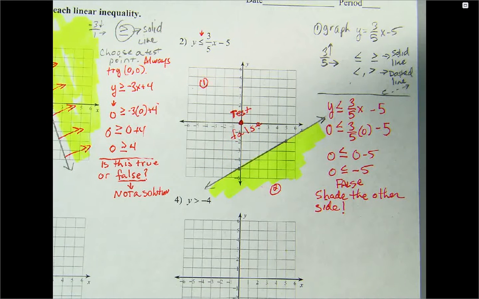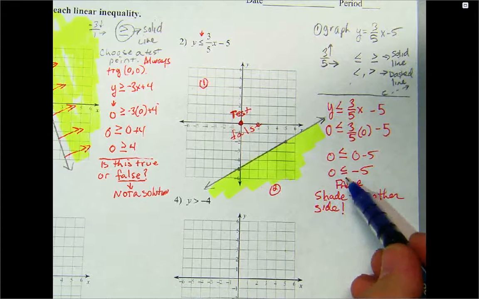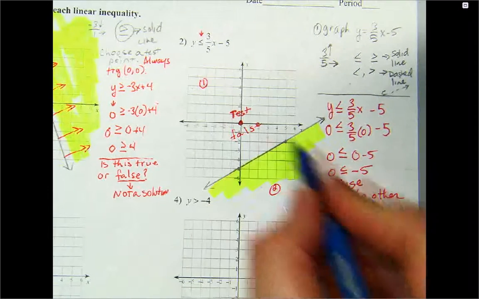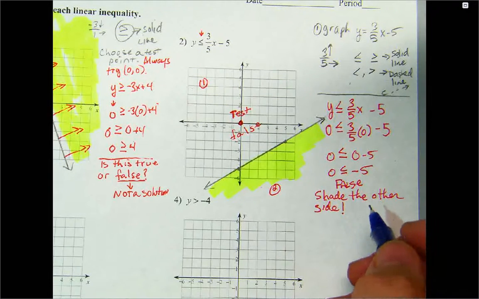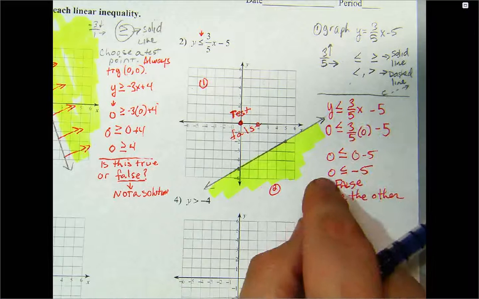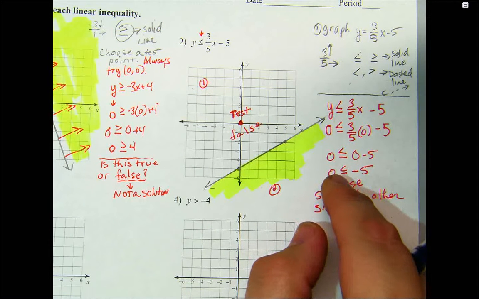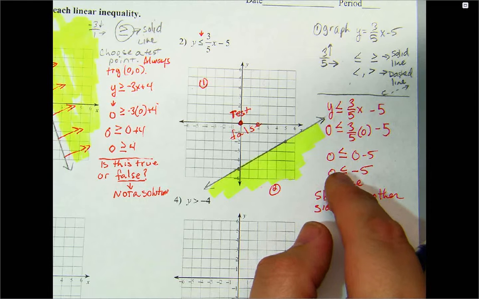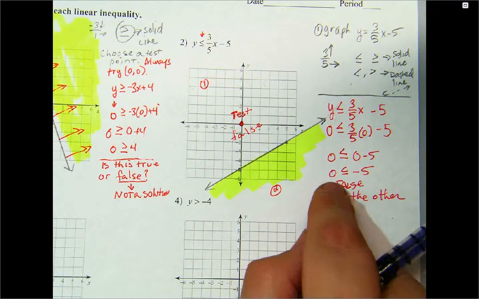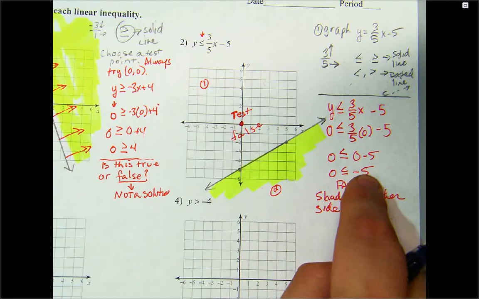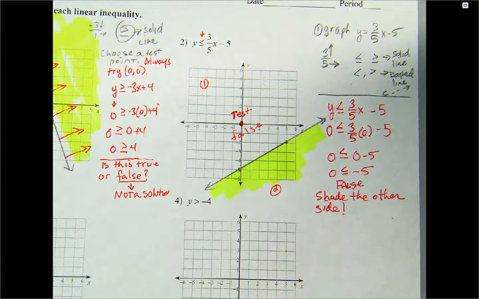Is zero, is that less than -5? If you had, what's the bigger number? 0 or -5? 0. It says here that 0 has to be smaller than that. That's not true. So that's why it's false.